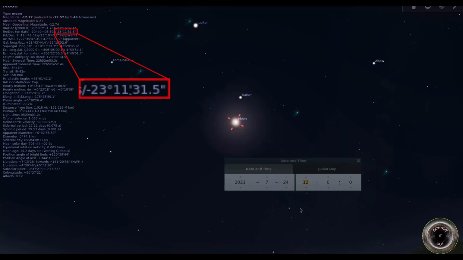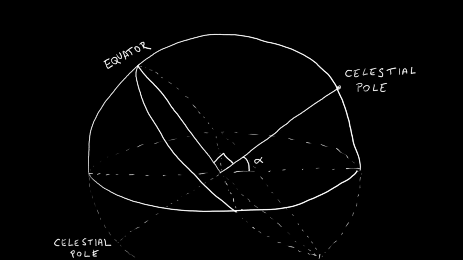We can check where the moon was because we have the date. And as it turns out, its declination on the 24th of July 2021 was about minus 23 degrees. That's quite far from the equator, so we need to do some math. Let's start by drawing the plane of the celestial equator. This plane is perpendicular to the line connecting the poles. Now let's draw the daily path of an object with a declination delta.